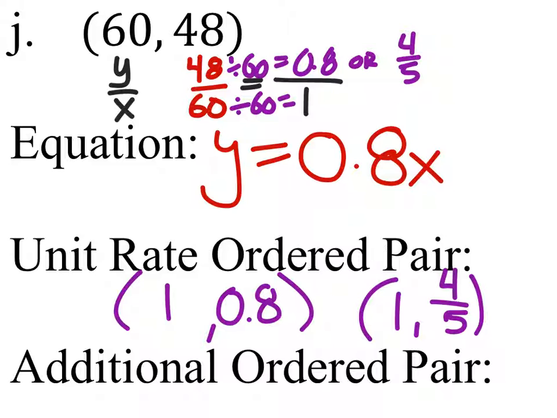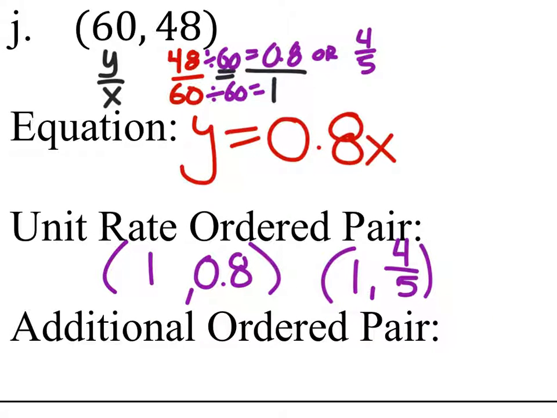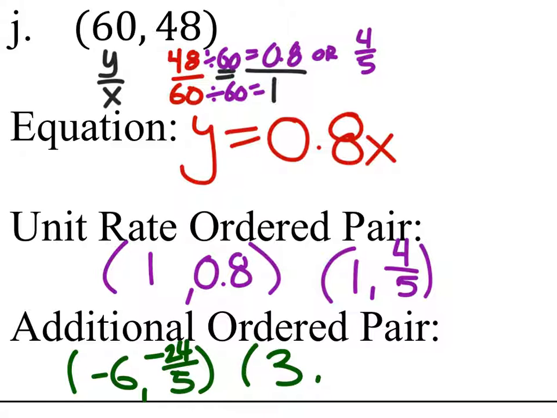So an additional ordered pair, what did you guys get? Yeah? -6 to -24/5. Yes, that's very good. Anyone else? Good use of the negatives right there. What if we had 3? And maybe something like 2.4, right? 0.8 times 3, just using the equation right there.